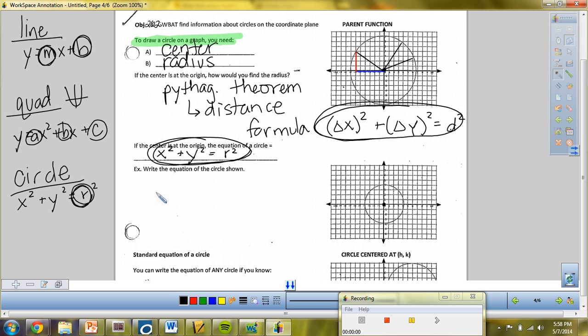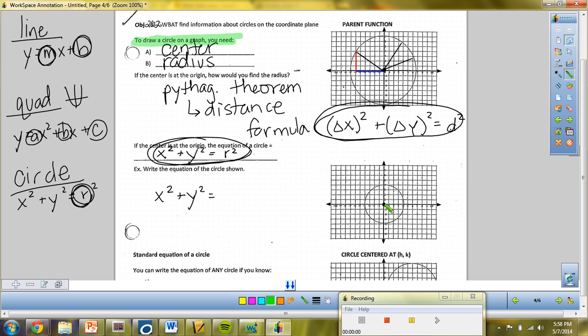So I know that my x squared and my y squared will always remain when my circle is at the origin. And now I just need to find my radius, right? Do I need to do some sort of crazy calculations using the Pythagorean theorem for this circle? No, because this is a nice circle where my radius is just a counting distance.